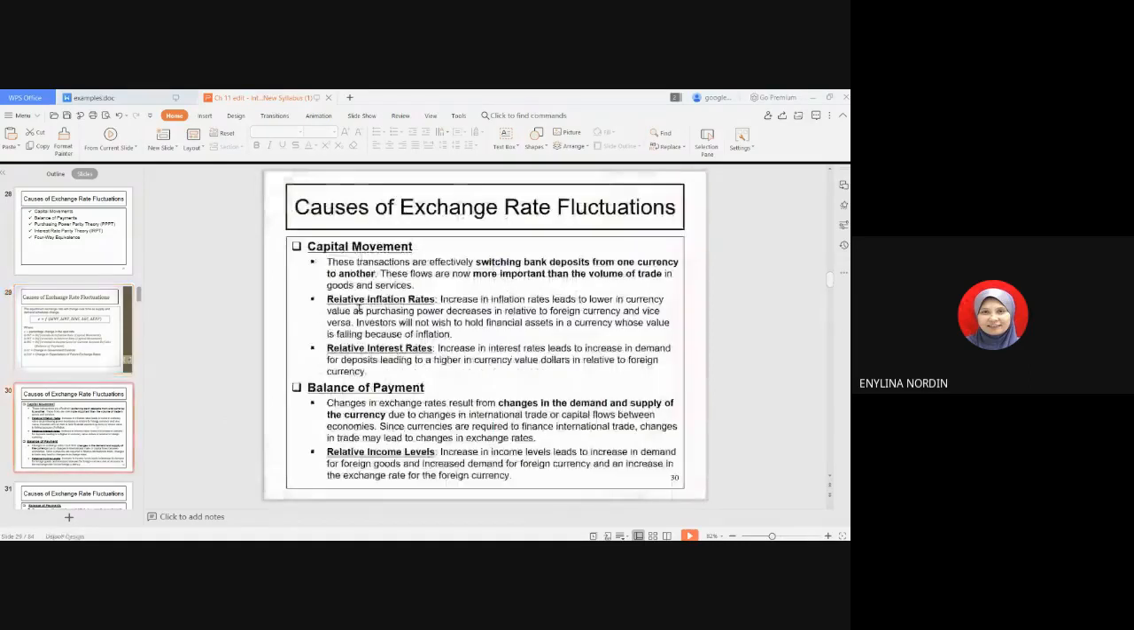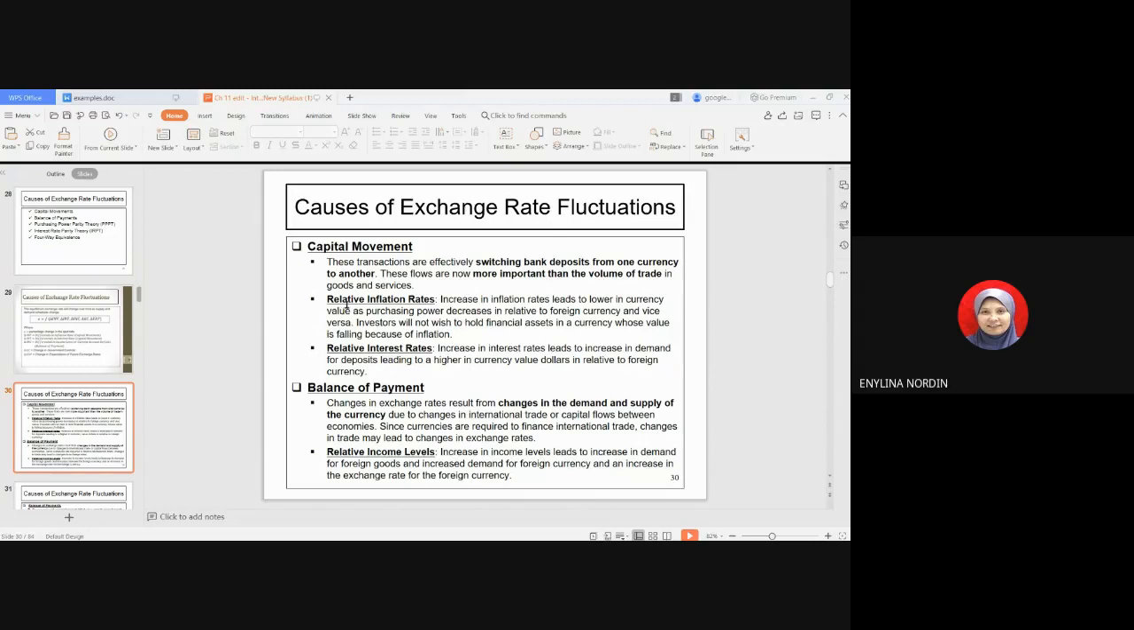For the first one, it is about capital movement. This is the transaction which effectively switches the bank deposit from one currency to another. It may be influenced by inflation and also interest rate. Changes in the inflation rate will influence the decision making that leads to the capital movement.